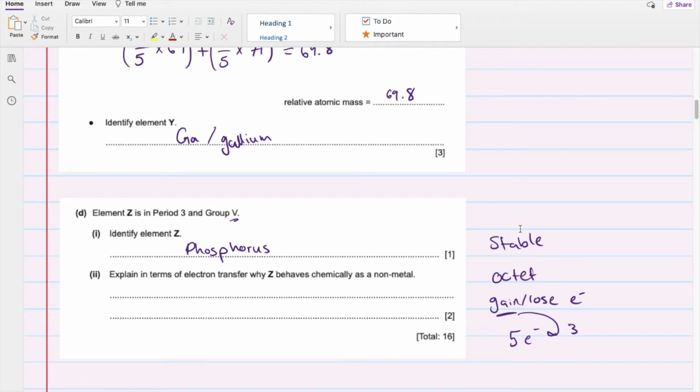So, how do we explain it? Like I said, 2 main points. It's gaining 3 electrons when it forms an ion. Okay, so that is question 1, and now we'll move on to question 2.